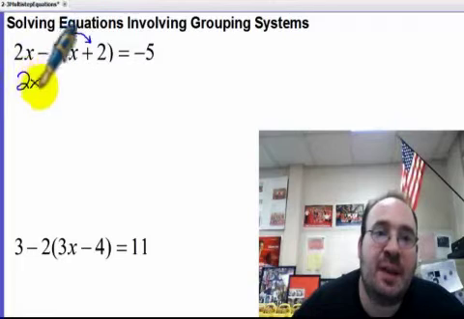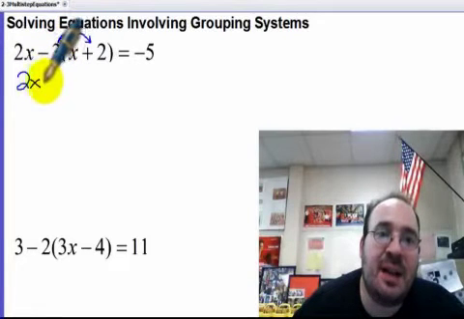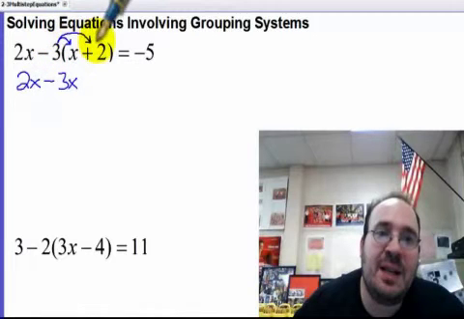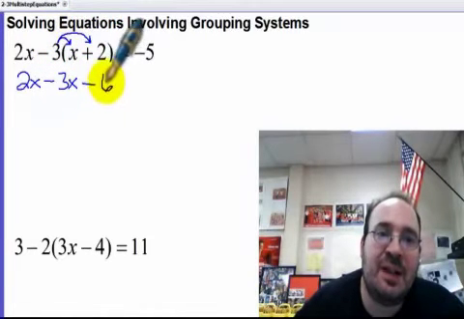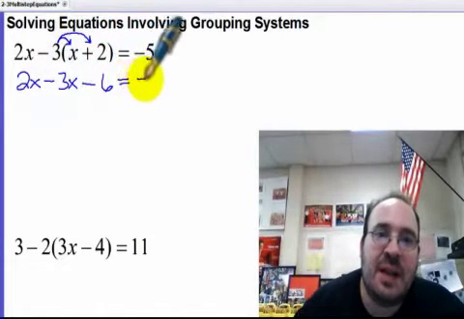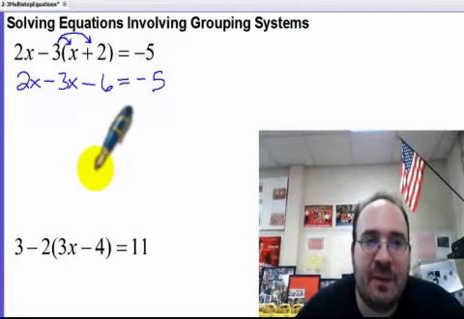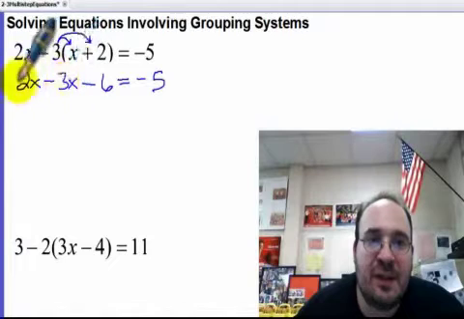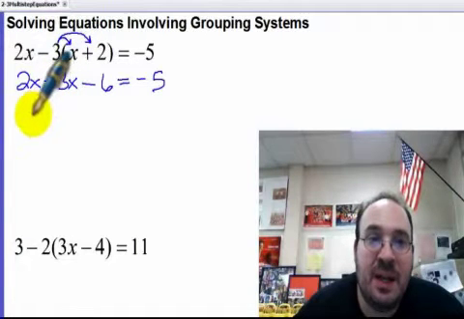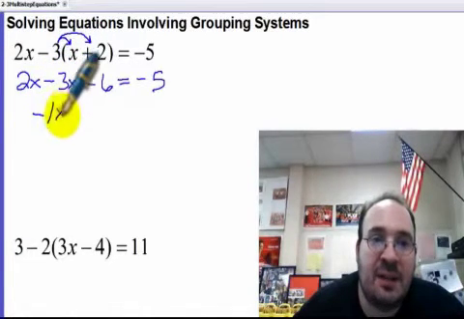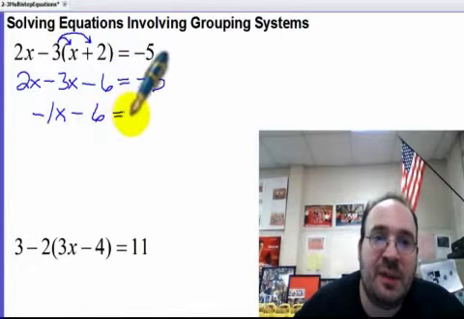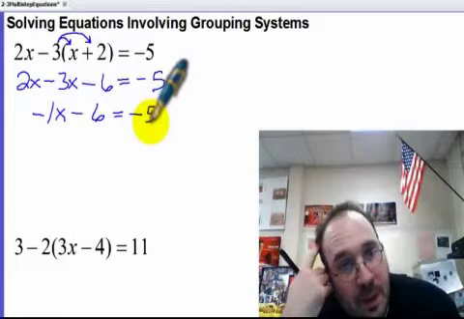So I have 2x. Negative 3 times x gives me negative 3x, and negative 3 times 2 gives me negative 6, and that equals negative 5. Then I'm going to combine the 2x minus 3x. That's going to be a negative 1x, minus 6 equals negative 5.